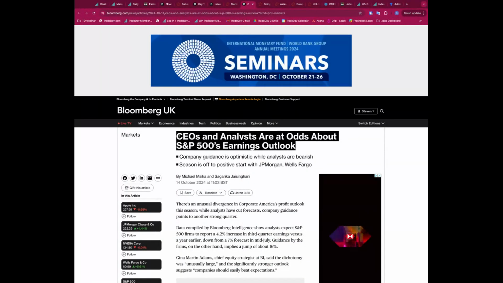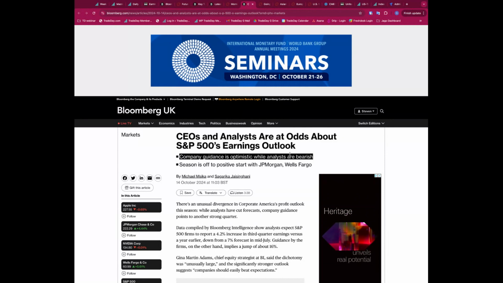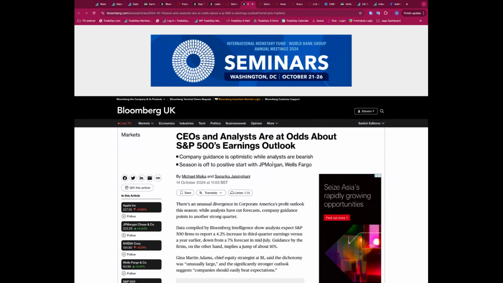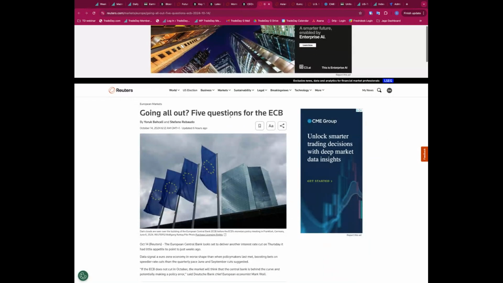CEOs and odds about the S&P 500's earnings outlook. Company guidance is optimistic, while analysts are bearish. But as we said, JP Morgan and Wells Fargo data in here, earnings season started on Friday positively.